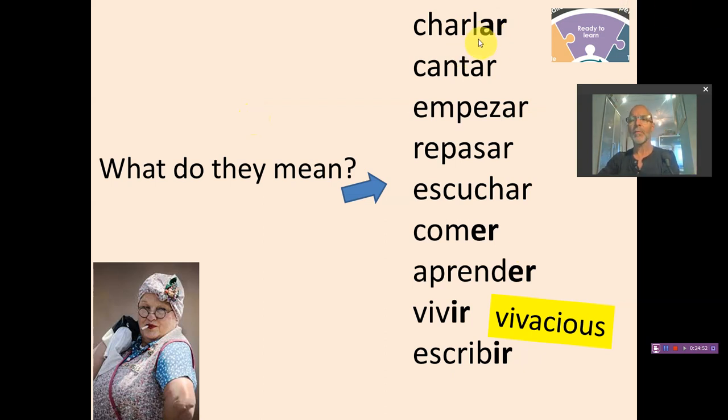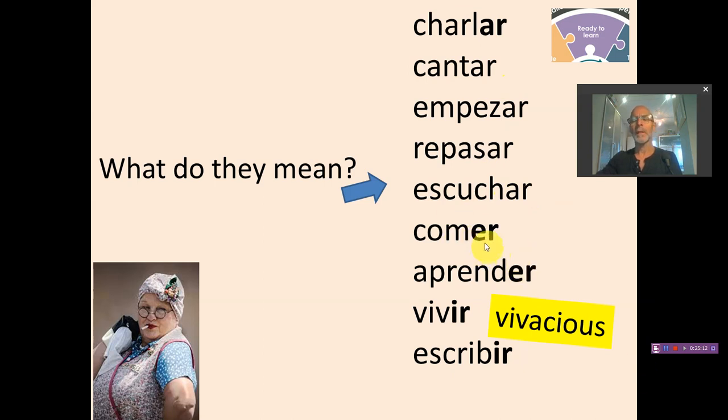The biggest group are the AR verbs, so called because in the infinitive they have an AR on the end. So charlar, cantar, empezar, repasar, escuchar are all examples of AR verbs, and they're the biggest category of verb in Spanish. Then we have two smaller but really important groups.